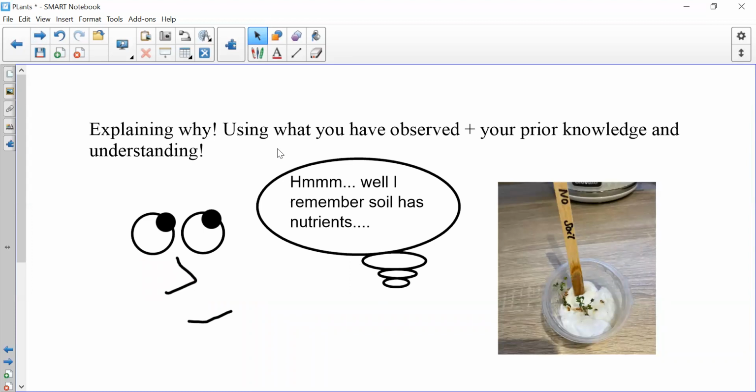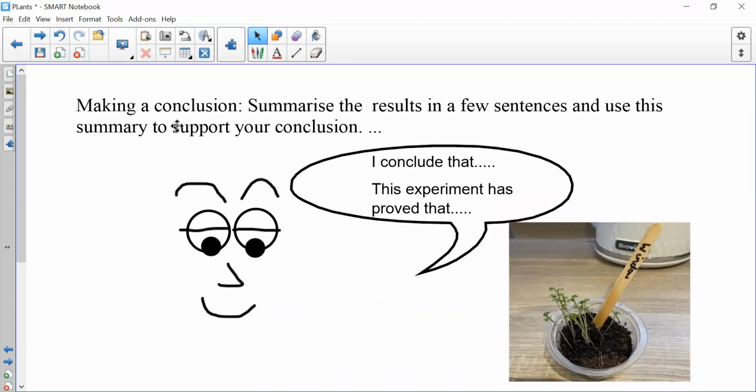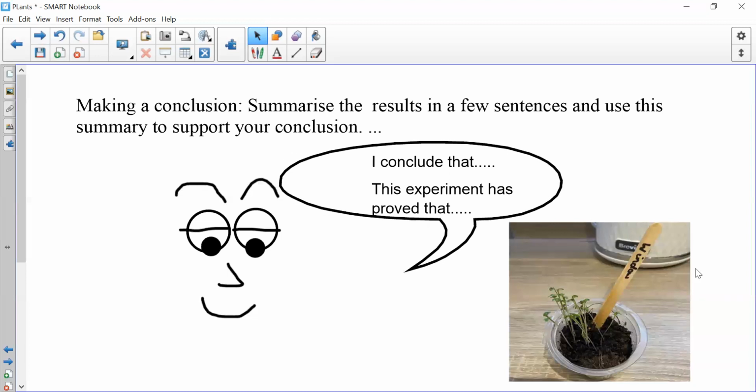Okay, so explaining why. Here, you'll be using what you have observed plus your prior knowledge and understanding. So in the observing box, you'll be looking and saying what you can see, okay? And then explaining why, you'll be trying to back that up with what you already know, okay? And I will model this in a moment, so don't worry if you're a bit confused. And then finally, you're going to be making a conclusion. A conclusion is summarizing the results in a few sentences and using this to support your conclusion. So it's kind of your finishing off part of your experiment.